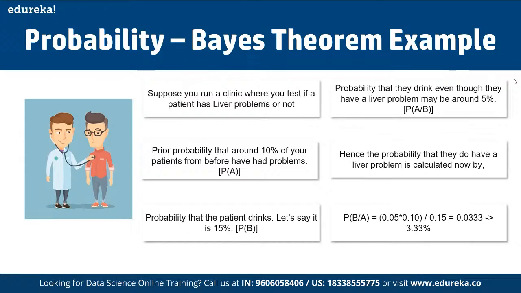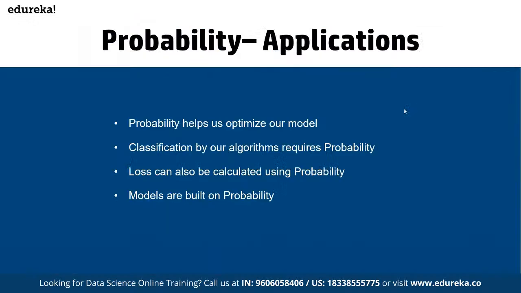And then if we talk about the applications of probability, it helps us in optimizing our model. It helps us in classification by our algorithms, which require probability. And then the loss also can be calculated using probability. And the models are built on being probable.